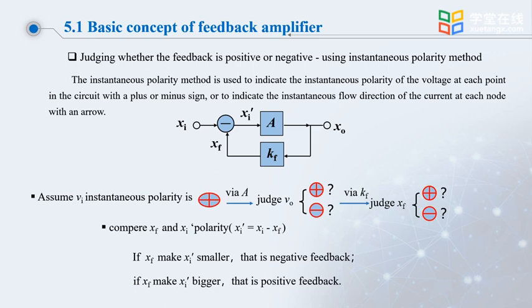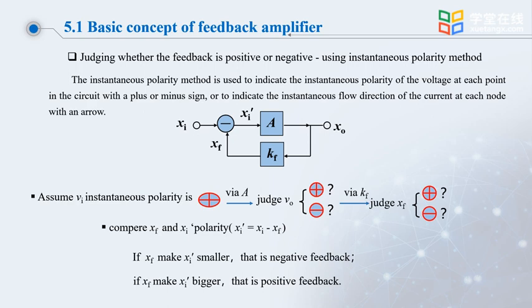With the instantaneous polarity method, we transmit signals along the circuit, then go back through the feedback loop. Then we mark each point with a positive or negative sign, giving it an instantaneous voltage change. Positive means that the voltage increases instantaneously, while negative means that the voltage at this point decreases instantaneously.